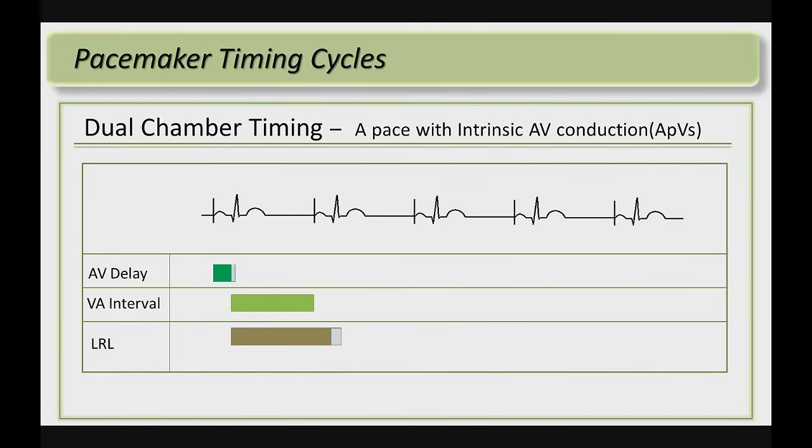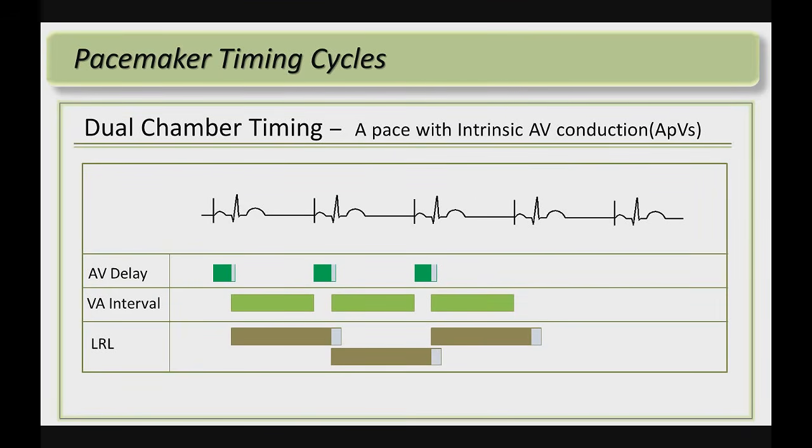Next, we see that our VA interval has timed out, telling us that we need to pace in the atrium again. And so we pace, and with that pace, we start our AV delay, which is beat by another intrinsic ventricular event. With the sensed intrinsic ventricular event, we start our other two timers, our VA interval and our lower rate limit. Once again, the VA interval times out, telling us we need to pace in the atrium, which starts an AV delay, which is beat by another ventricular sense, starting our VA interval and our lower rate limit.